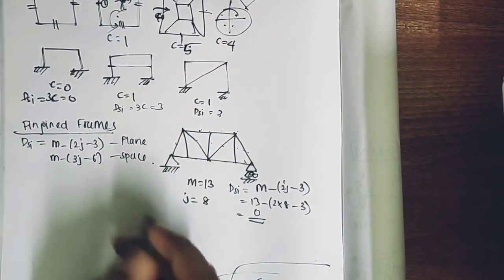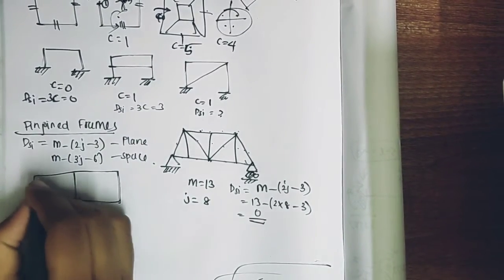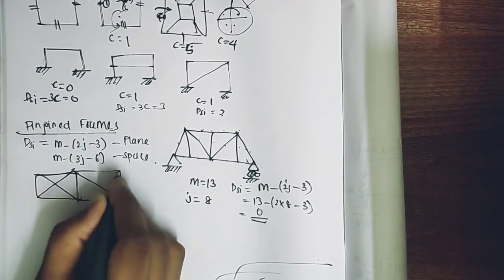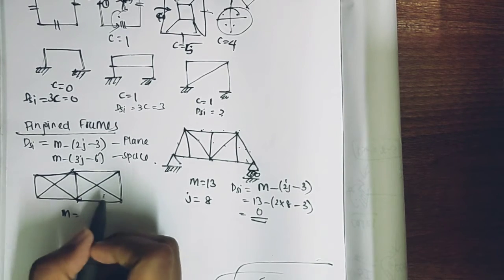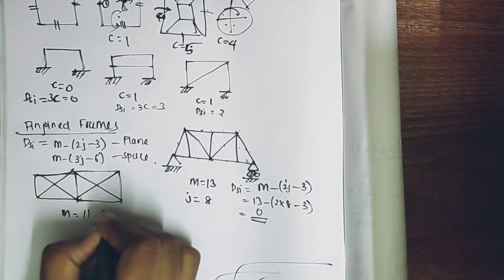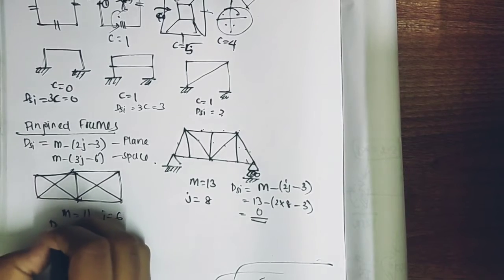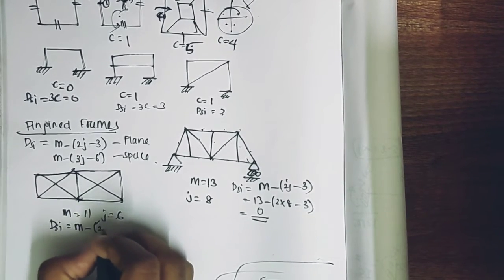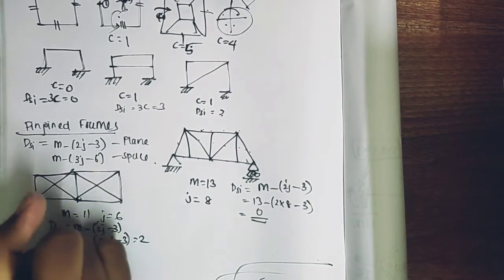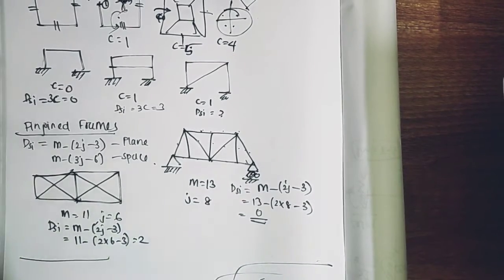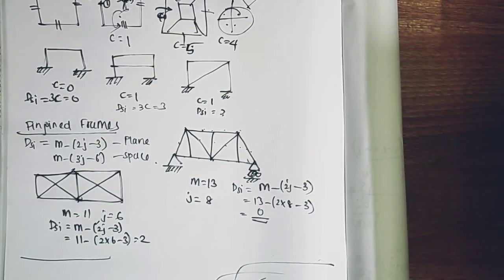Now look at an example of an internally indeterminate structure. Here the number of members is 1, 2, 3, 4, 5, 6, 7, 8, 9, 10, 11, so members is 11, and joints is 6. So 11 minus 2 into 6 minus 3, what we get is 2. So this is an internally indeterminate structure. That's how we find whether pin joint or rigid joint frames are statically determinate or indeterminate.